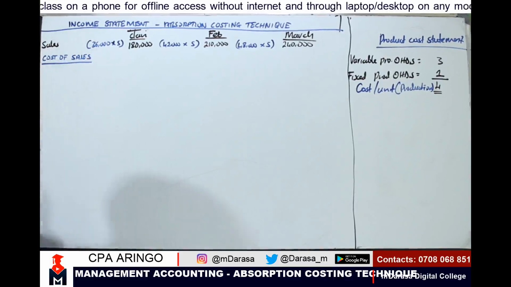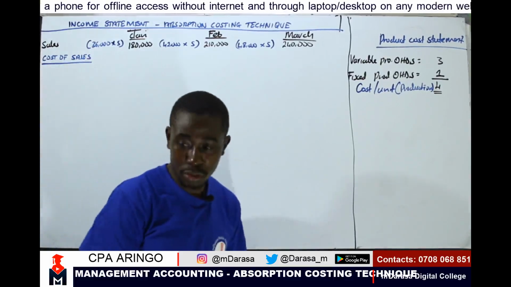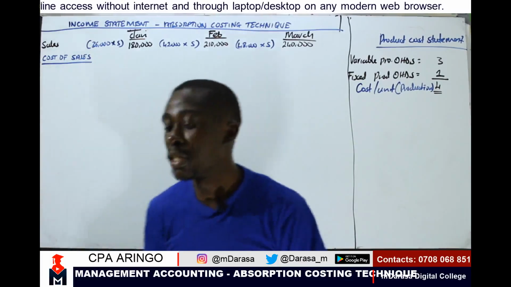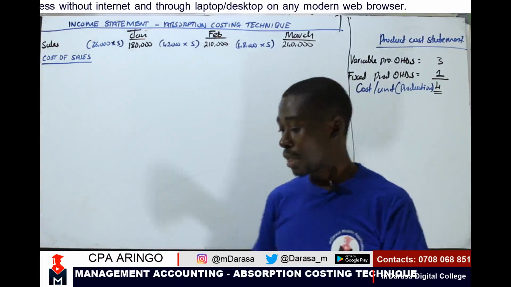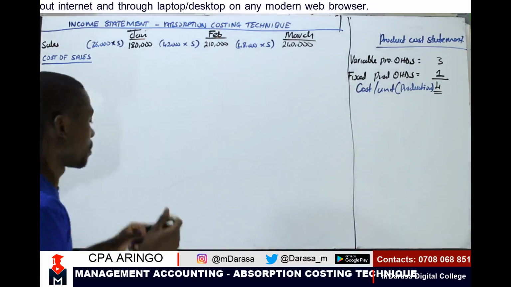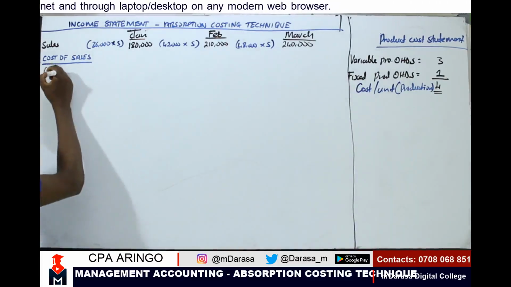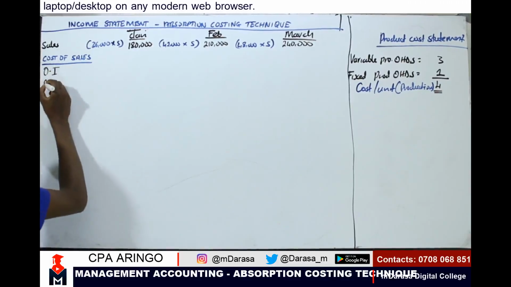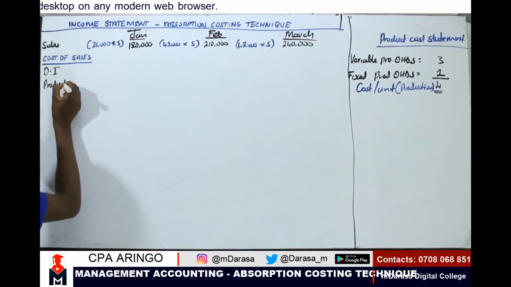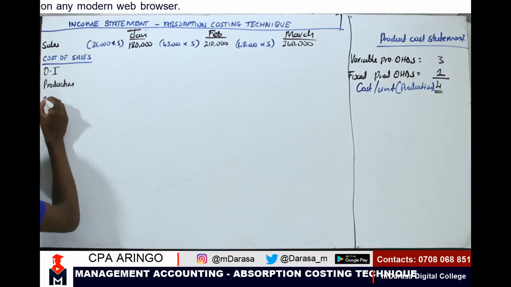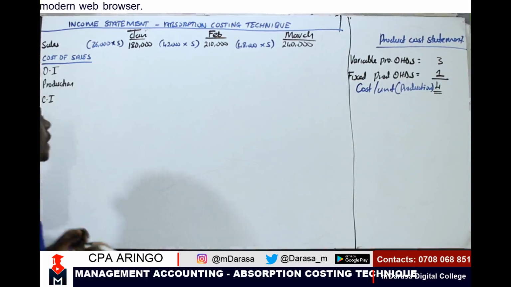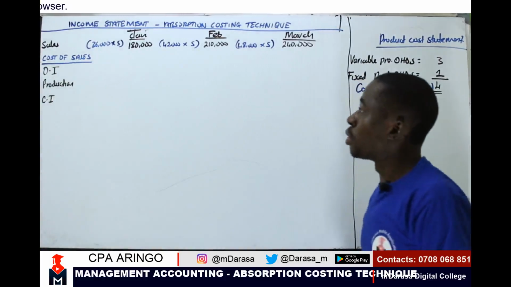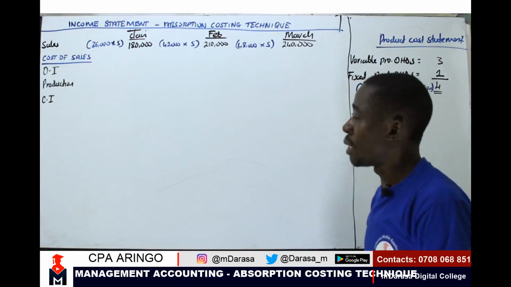This is where we should be very, very keen. So determining our cost of sales, I'm going to start with the opening inventory. Items to consider: opening inventory. Then we are going to look at our production for the period. Then after that, we are going to consider what? Our closing inventories. Items to consider. So looking at that case, opening inventory.